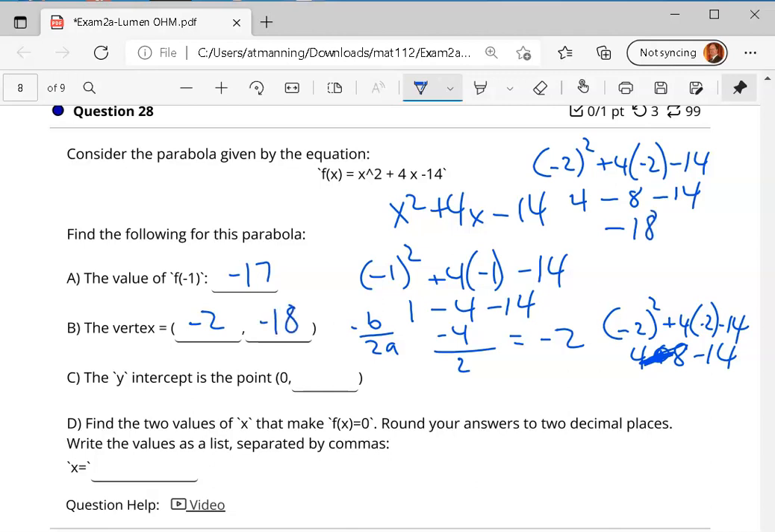The y-intercept, remember, is just where x is 0, which gives negative 14.